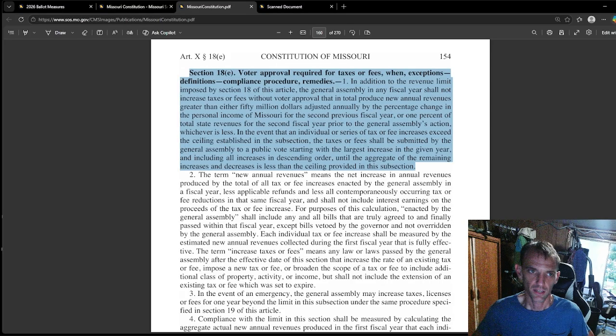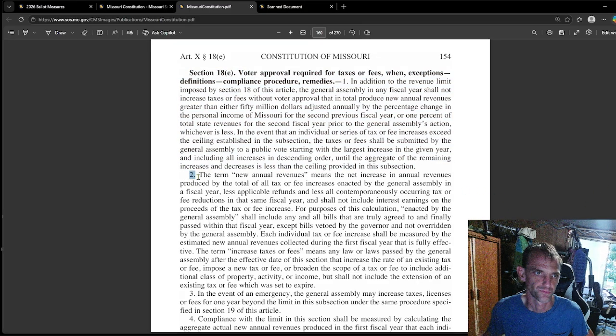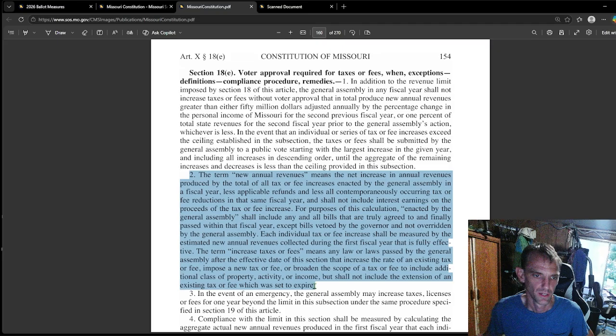In the event that an individual or series of tax or fee increases exceed the ceiling established in this subsection, the taxes or fees shall be submitted by the General Assembly to a public vote, starting with the largest increase in the given year and including all increases in descending order, until the aggregate of the remaining increases and decreases is less than the ceiling provided in this subsection. Subsection 2 of Section 18E.